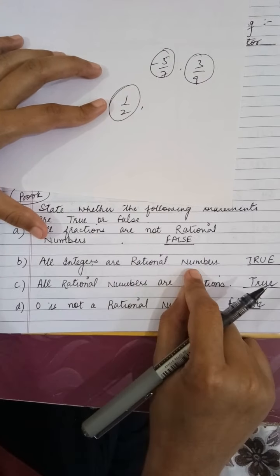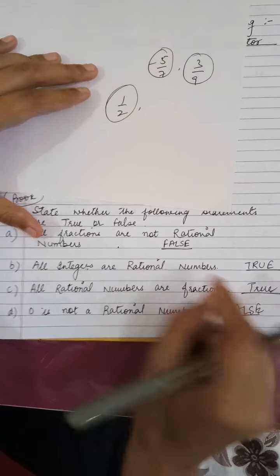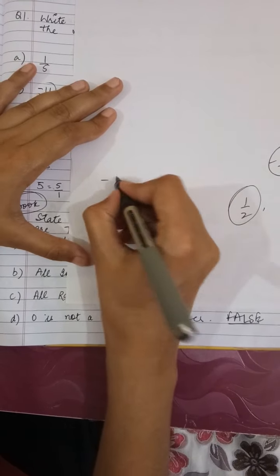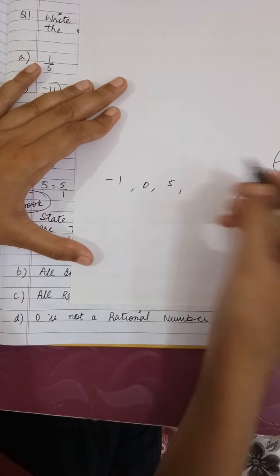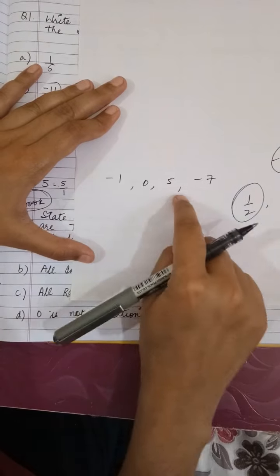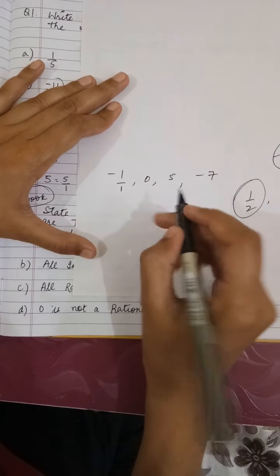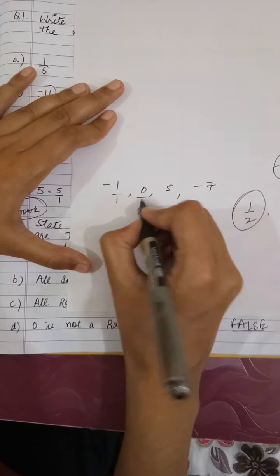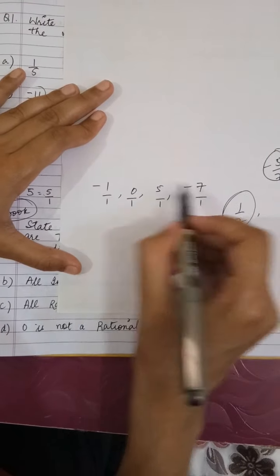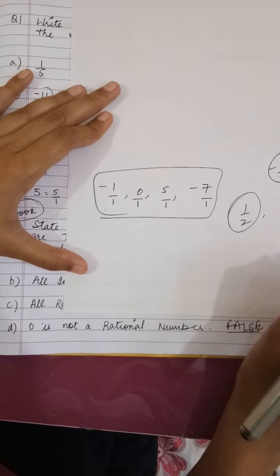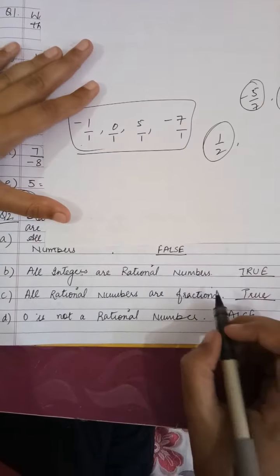All integers are rational numbers. Yes, all integers are rational numbers. What are integers? Minus 1, 0, 5, minus 7, something like this. These all are rational numbers. How? Because if nothing is in the denominator, that means it will be 1. So these all are rational numbers. All integers are rational numbers.